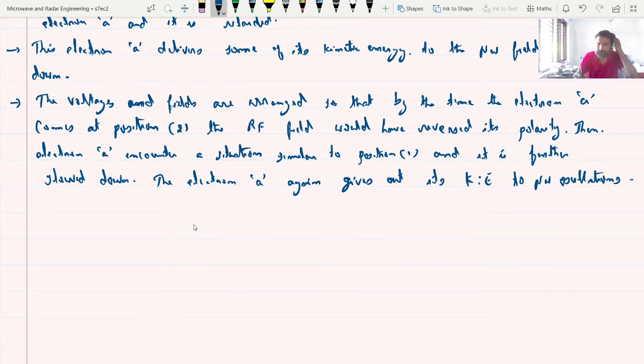Next, the third position. Again, this electron A would have considerably slowed down. Another interaction of the same type will happen at position 3. That means it will slow down again, and the same procedure happens at the position I indicate as position 3 in that figure. Again the electron A gives its kinetic energy, slows down, and finally moves back to the anode surface.